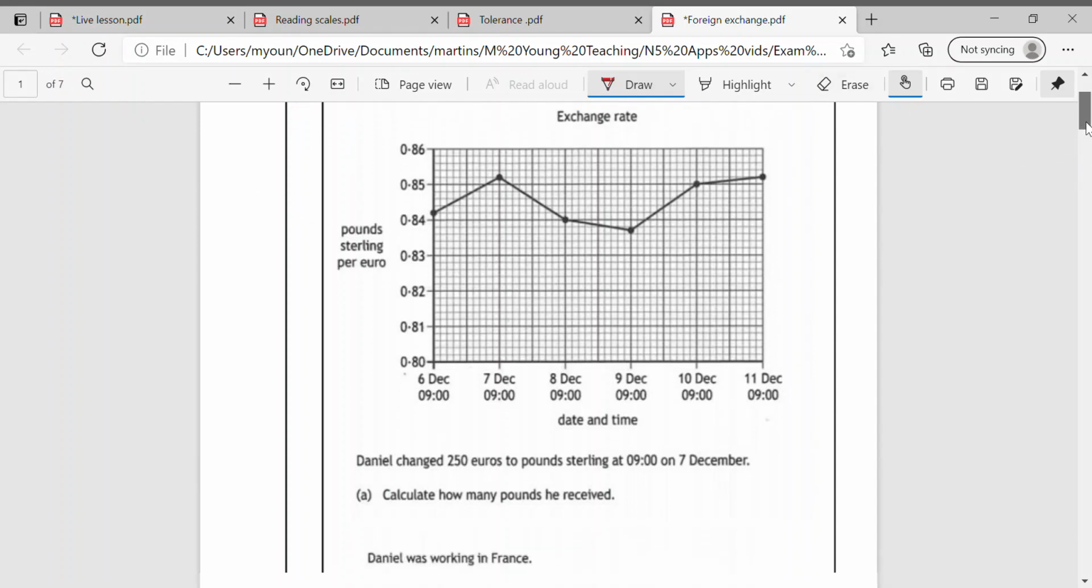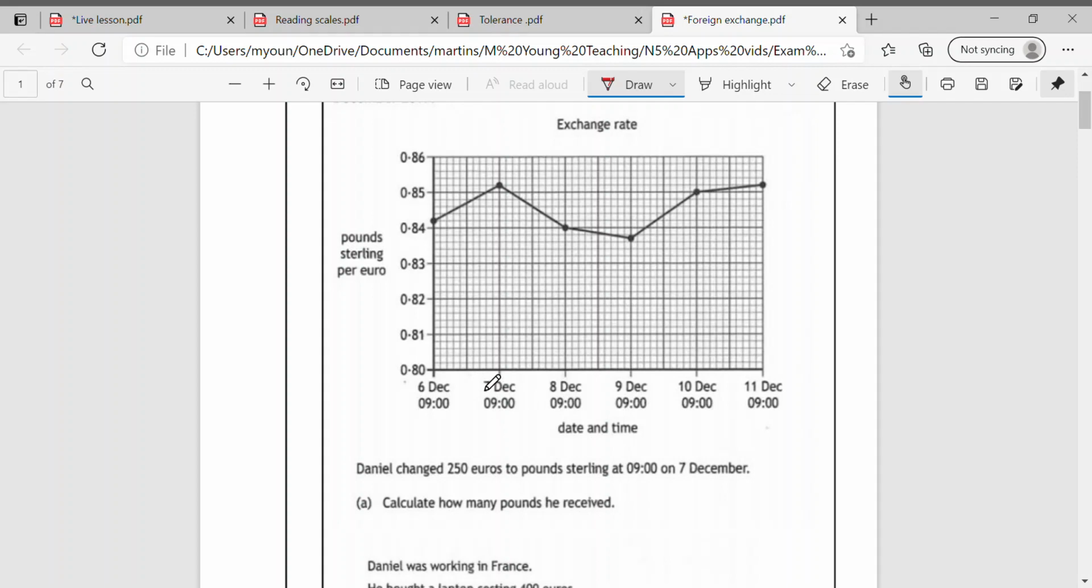So I need to actually find what the exchange rate is, and it's 9 o'clock 7th of December, so it's this value up here that I'm looking at. Alright, so it's obviously somewhere between 0.85 and 0.86. That's a jump of 0.01 in 1, 2, 3, 4, 5 steps. So each of those, you're basically going up each time in 0.002s. So this one's going to be 0.852 and then 0.854 and so on. So this value up here is 0.852, so that's the exchange rate.